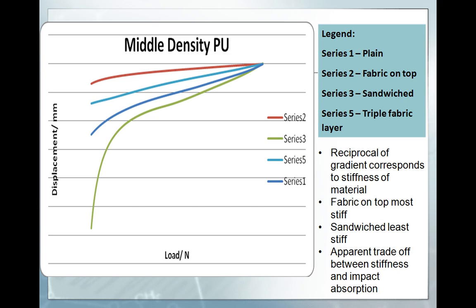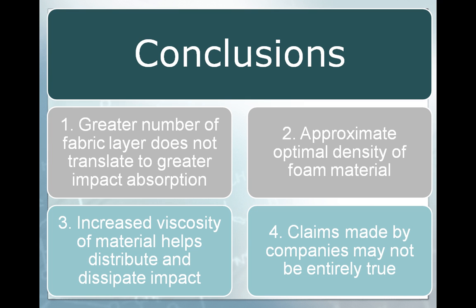This displacement load graph shown here is from the indentation test. The reciprocal of the gradient is related to the stiffness of the laminate composite. From the graph, the fabric on top is the stiffest and the sandwich is the least stiff material. Thus, there is a trade-off between stiffness and impact absorption.